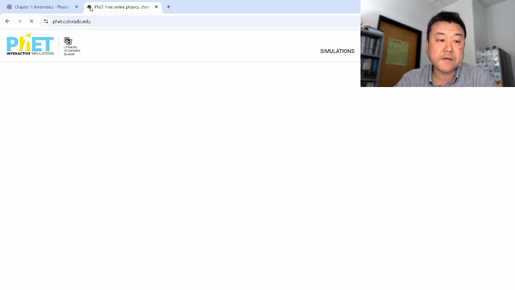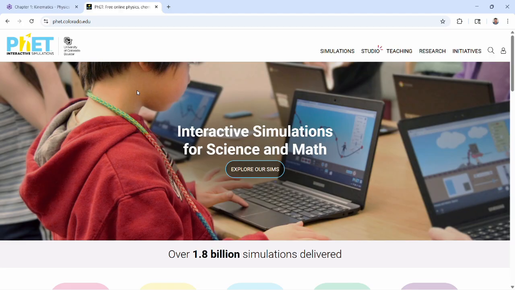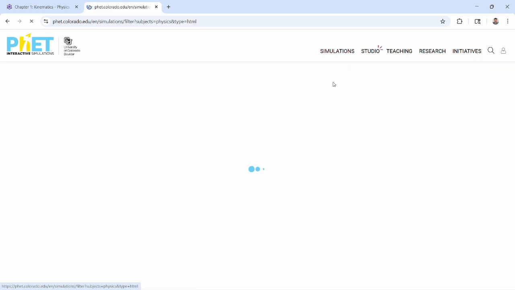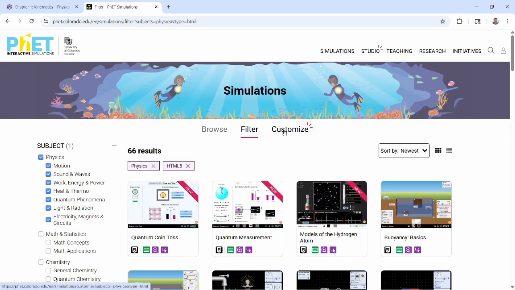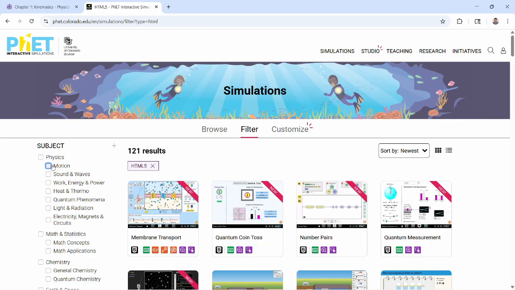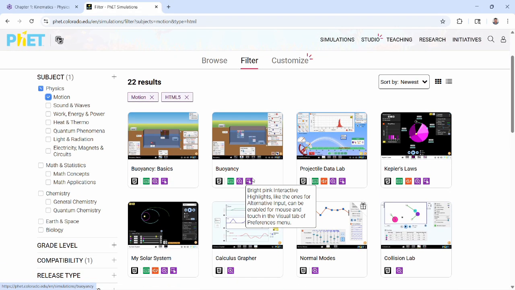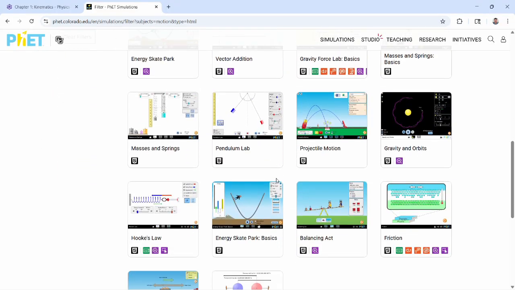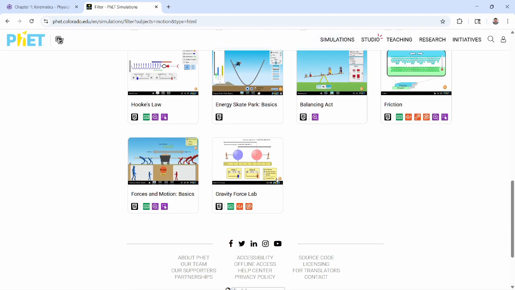It's an NSF funded project. They've been around since when I was a student, so I think they've been around a very long time. They have a whole suite of simulations. I'm going to go to physics, and I looked at the simulation that I wanted to illustrate in this meeting. So I'm going to filter down to motion, and none of the simulations here were quite relevant to what we are doing this week.